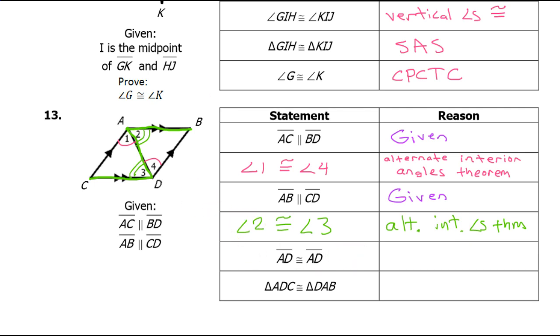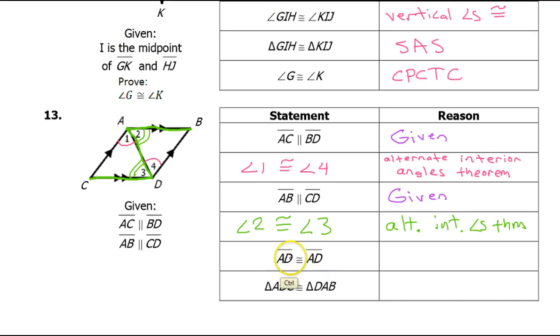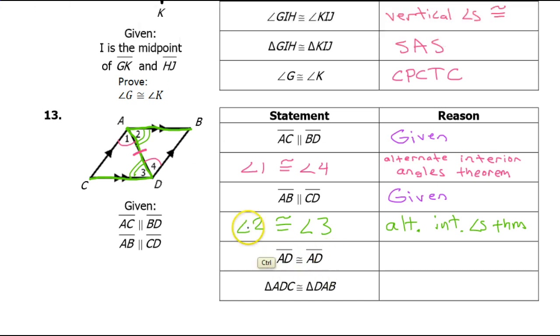Okay, next I see that segment AD is congruent to segment AD. That's the shared side. So when you have a shared side that's going to be equal to itself for both triangles, that's called the reflexive property. All right, the reflexive property. I will abbreviate that. And now that's enough information for us to say that these two triangles are congruent.